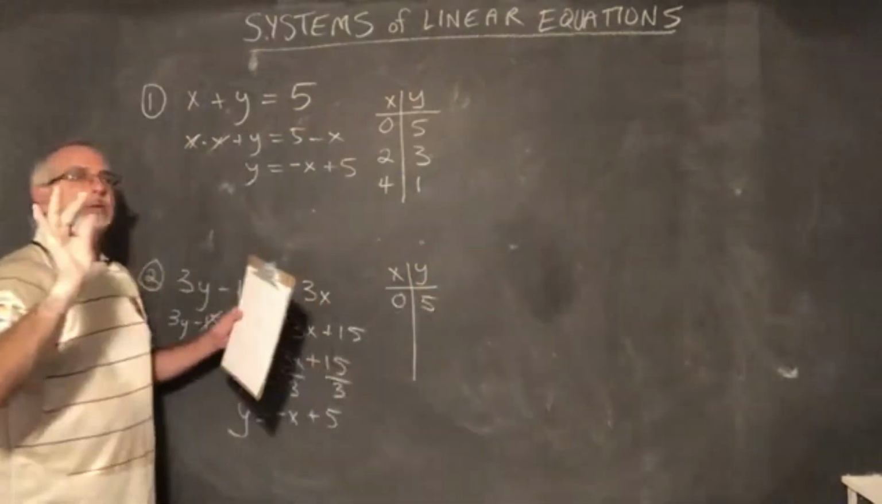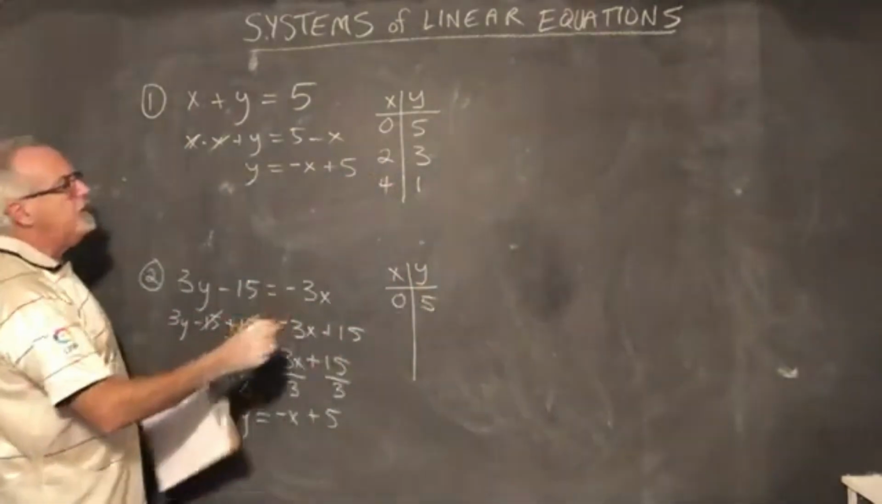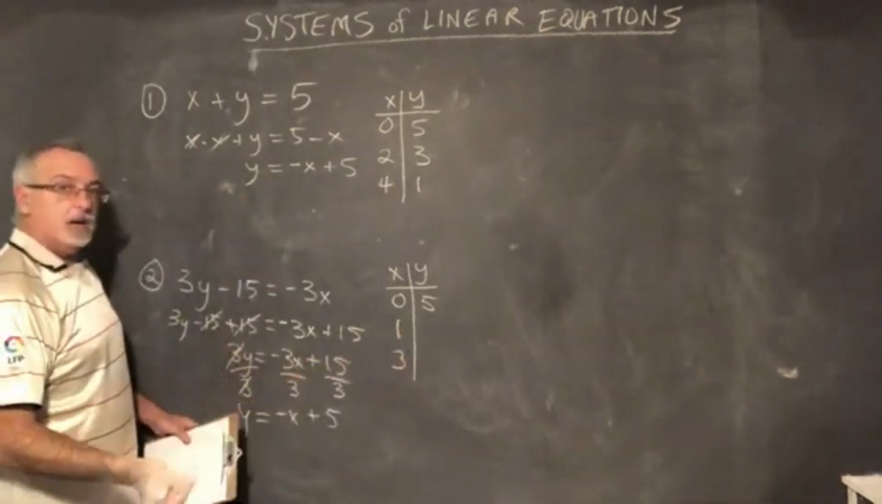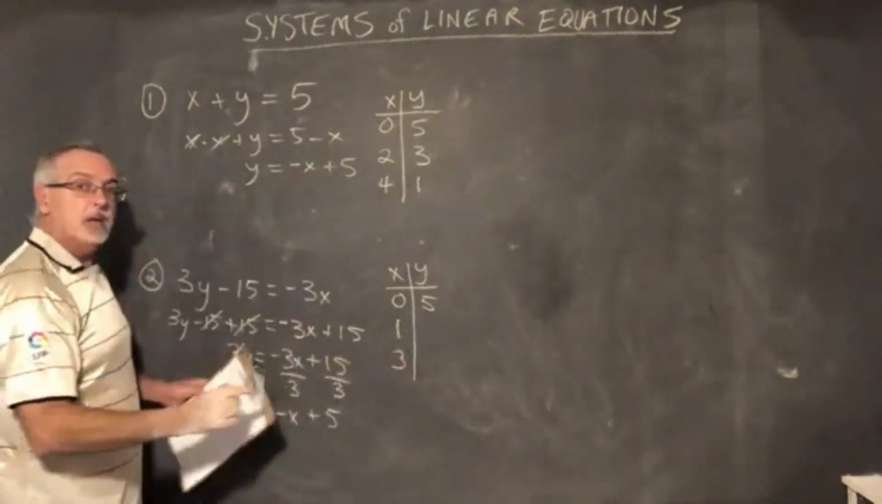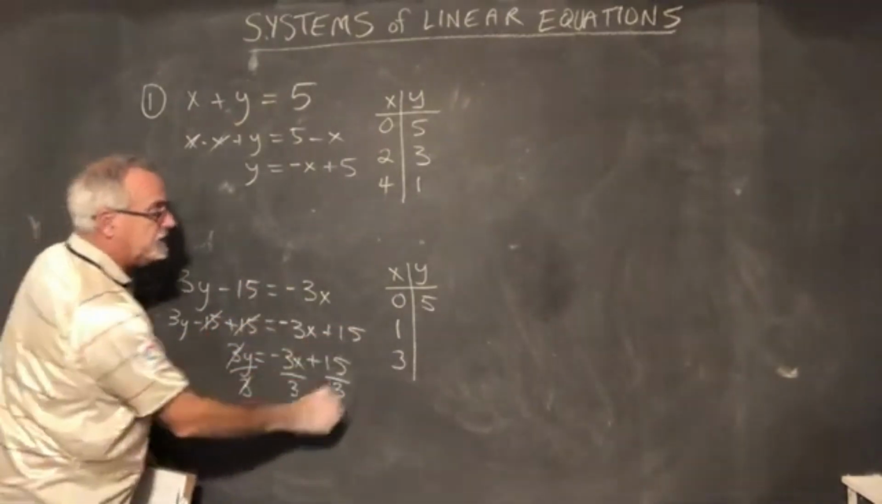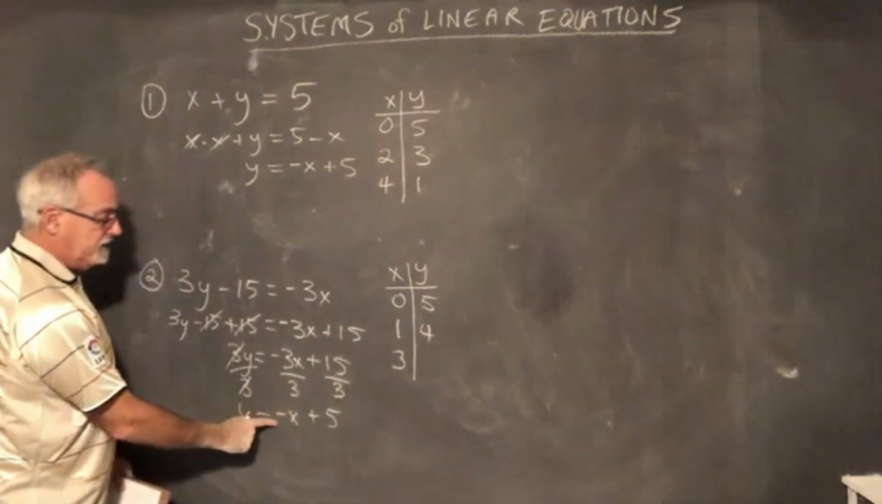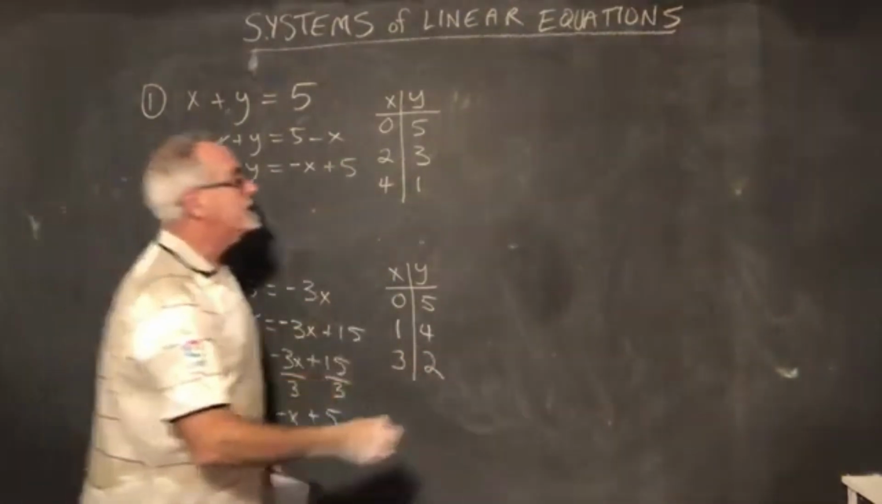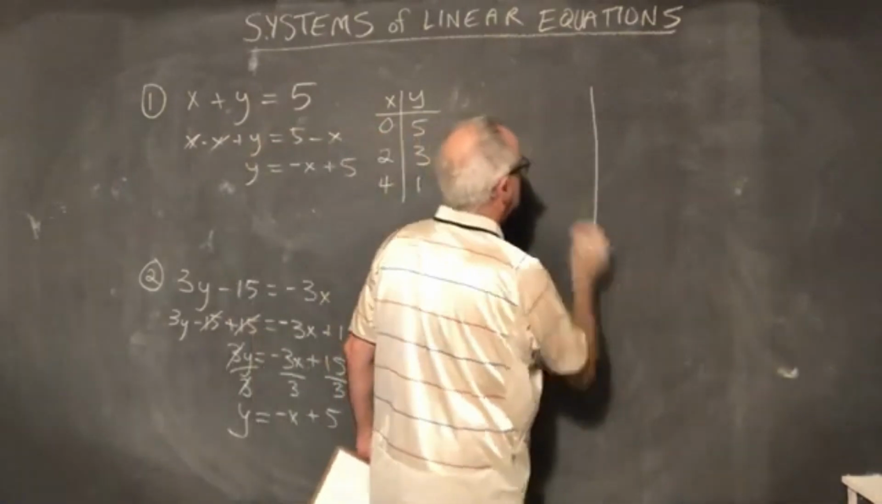I still am not noticing that I'm getting the same table of values, but what if instead of using a 2 and a 4, I chose a 1 and a 3? I might not notice that I'm getting the same table of values, the same line. If x is 1, negative 1 plus 5 is equal to 4. If x is 3, negative 3 plus 5 is equal to 2. It still doesn't look exactly the same. Let's graph it though.